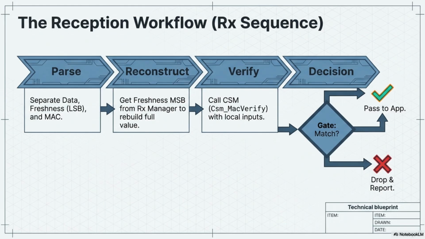On the receiving end, it's all about verification. We pass the incoming PDU, reconstruct the full freshness value using our local manager, and then ask the CSM to verify the MAC. If they don't match, we drop the data immediately to protect the application.